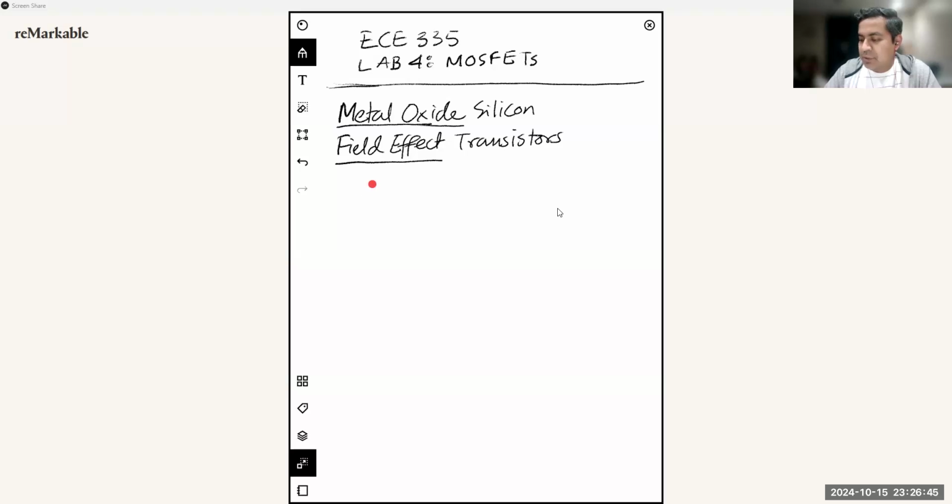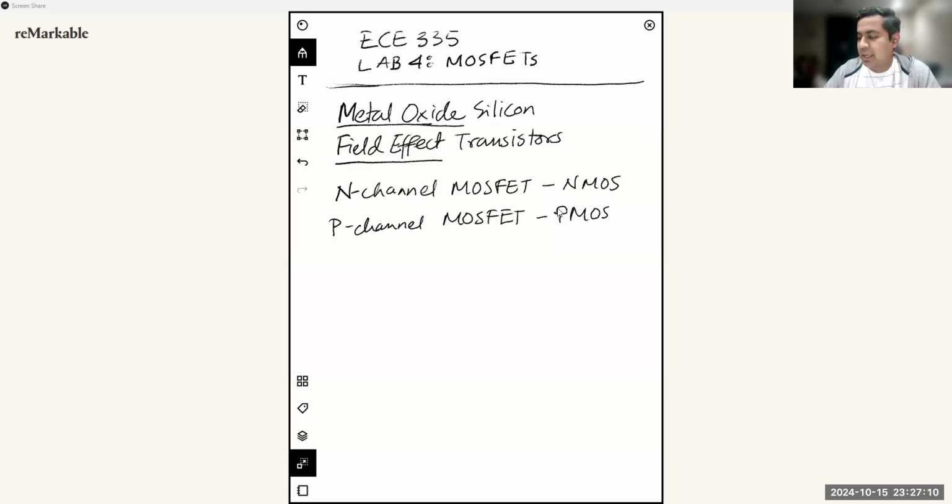So there can be two types of MOSFETs. One is called N-channel MOSFET, or in short, we call it NMOS. And the other one is a P-channel MOSFET, in short, we call it PMOS. So we are going to analyze both of these MOSFETs, N-type NMOS and P-type PMOS, and find out what their characteristics are and analyze them in terms of device characteristics and find the values for them.